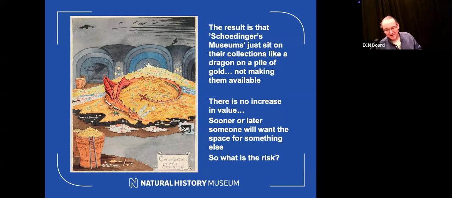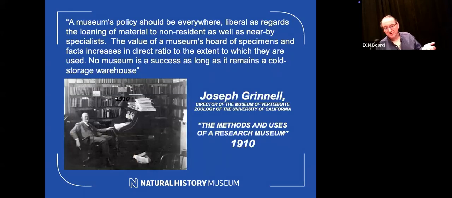Also, if you're sitting on your collection like a dragon on a pile of gold, your threat is not digitization, it's not DNA, it's not AI, it's not any of those things. It's somebody saying, we can replace you with a good climate-controlled storage and a good lock. And that is all that we need to protect this collection into the future. So we have to remember what Joseph Grinnell said more than 100 years ago. And we have to remember that we have to remain relevant and we have to keep the collections open.